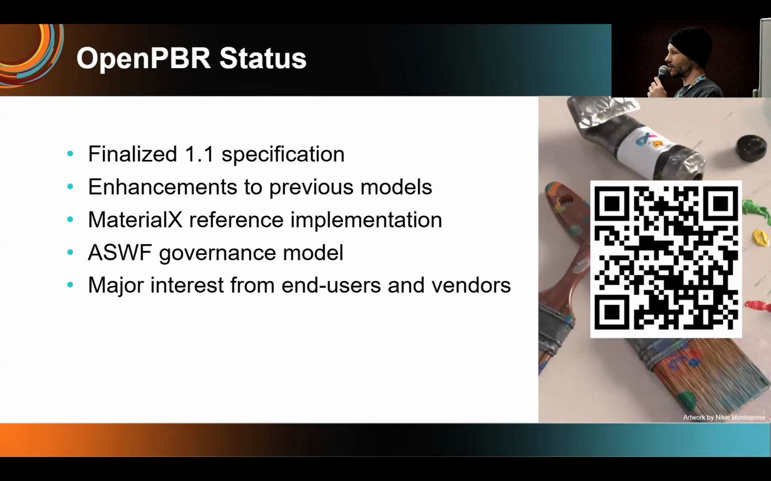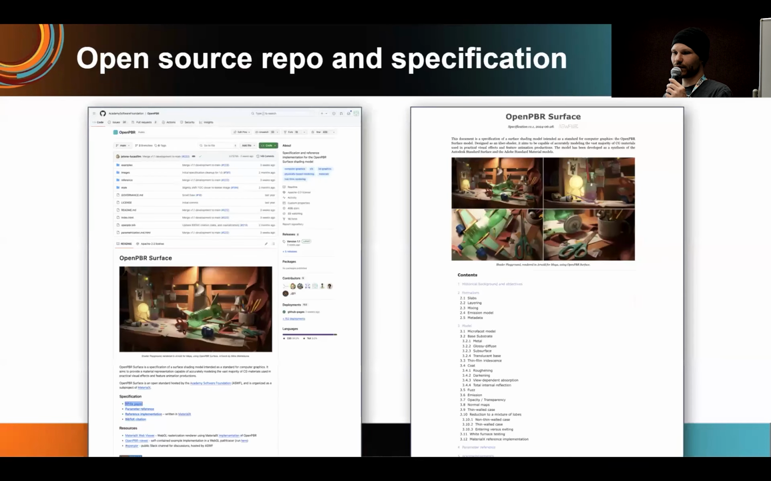We have a unified model. That model improves over both the Autodesk and Adobe models. I'll give some examples in a second. We have a MaterialX reference implementation. So essentially what Ricardo was showing a moment ago, we can have the same with OpenPBR. That means if your tool supports MaterialX, you're actually pretty close to also supporting OpenPBR. And as far as we can tell, there is major interest from vendors to support it and from end users. So we're really happy with how this is going.